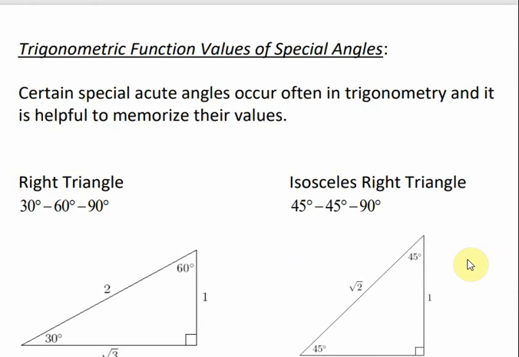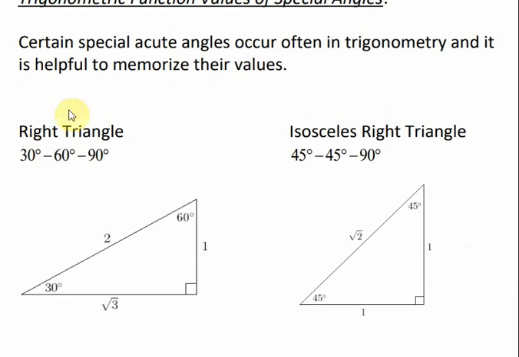Now we have some triangles that are considered to be special angles or special triangles. We have a right triangle that's a 30, 60, 90 triangle right here. Okay, so if we have a 30, 60, 90 triangle, we have these ratios of the sides: the side that's across from the 30 degree angle is 1, the side that's across from the hypotenuse is 2, and the side across from the 60 degree angle is the square root of 3.